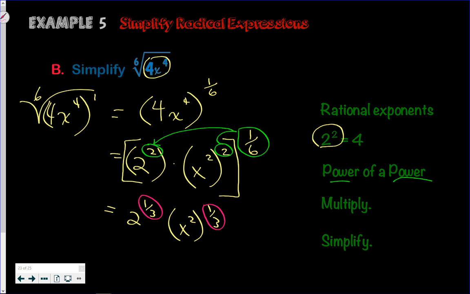Gotta be careful. I'm going to say 2 times x squared to the 1/3, just like so. Okay, and then I can even move it to the cube root of 2x squared, just like so.